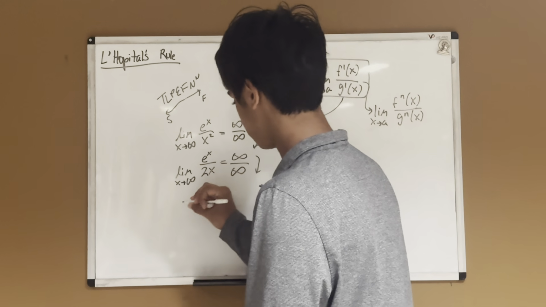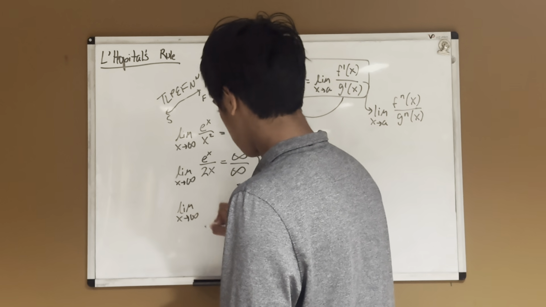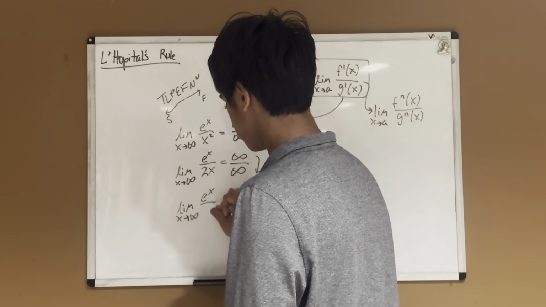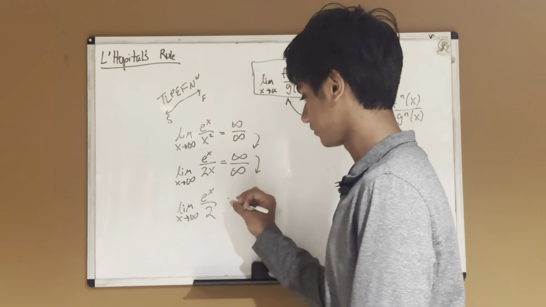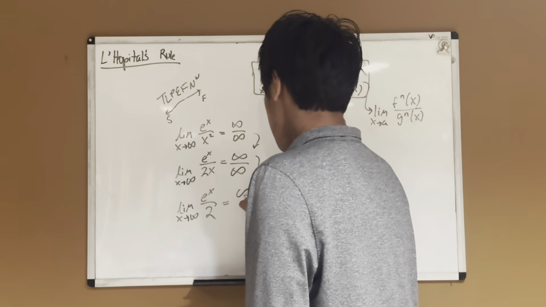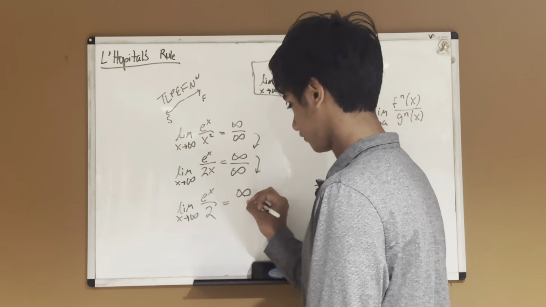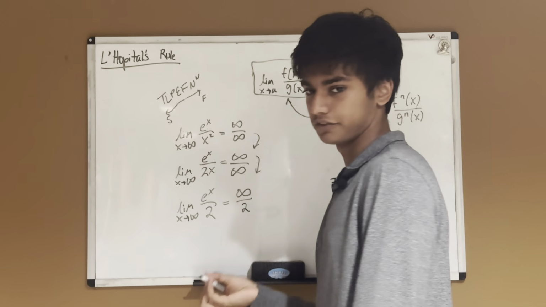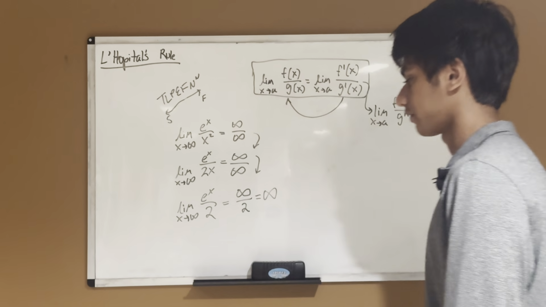So we take the derivative again, and we get the limit as x approaches infinity of e to the x over 2. Now finally, the limit as x approaches infinity of e to the x is infinity, and the limit of 2 is just 2. Infinity over 2 is just infinity. And that's our final answer.